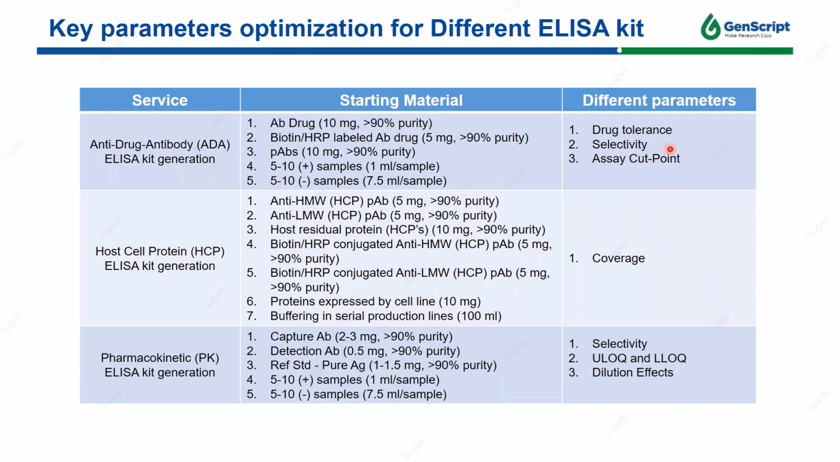So the selectivity is very important. The nature of the target and the type of the positive control should be taken into consideration when developing the assay, because these factors impact the estimate of the drug tolerance. For the HCP ELISA kit generation, the antibody's ability for the coverage parameters is also very important. For PK, we should consider the selectivity and the dilution effect.